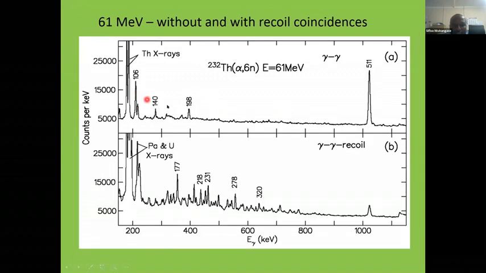This is the same thing for uranium-230. Without the recoil detector, there are no uranium lines visible. But if you switch on the recoil detector, then you see the uranium lines. And you can also see the 511 being dramatically reduced.